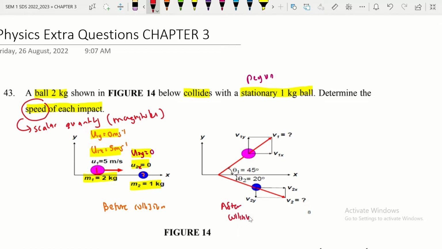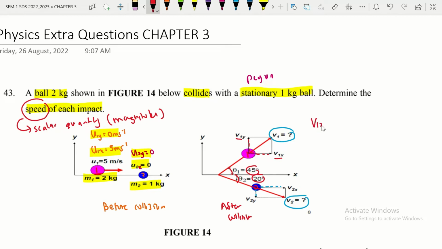Mereka akan berpecah. I mean, they will split and also make an angle. So, the angle we already know, which is 45 degree untuk the first ball and also for the second ball adalah 20 degree. So, bila dia make an angle, of course kita kena resolve dia into x component and also y component, for both final velocities for both objects. So, kita boleh cari V1x and also V1y.